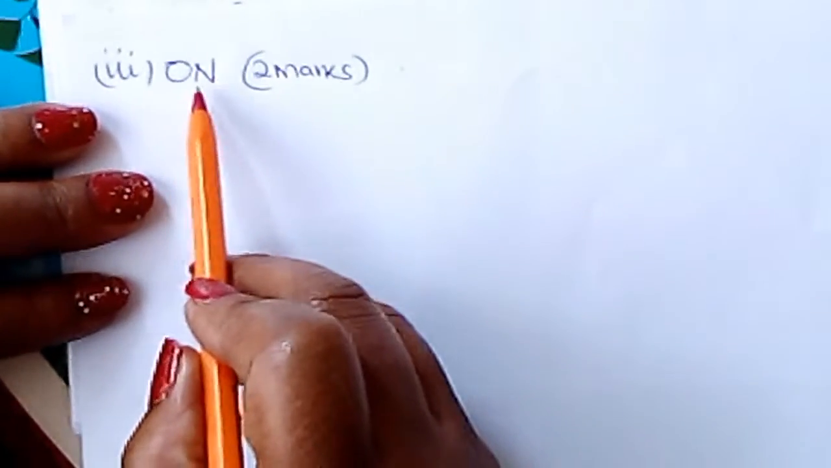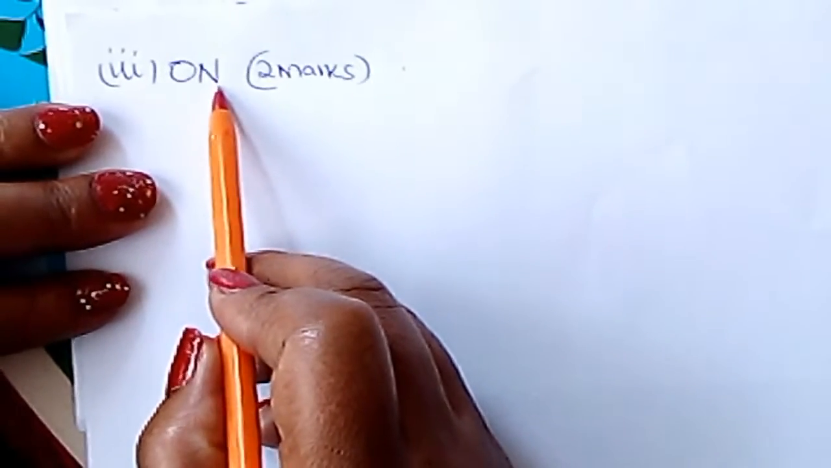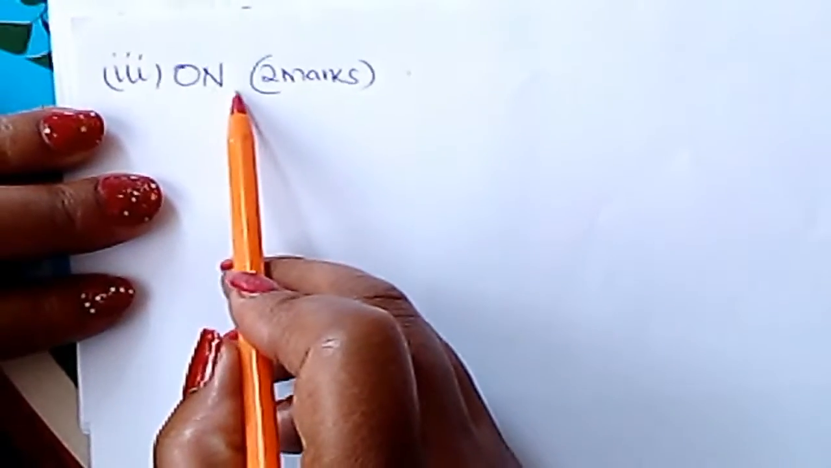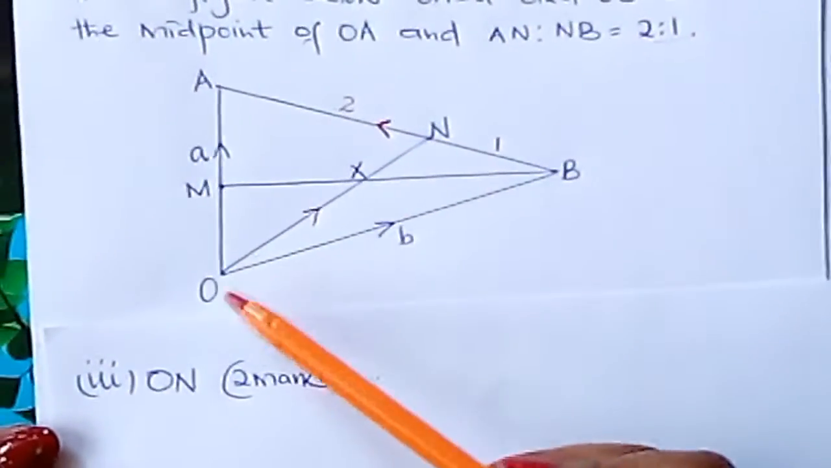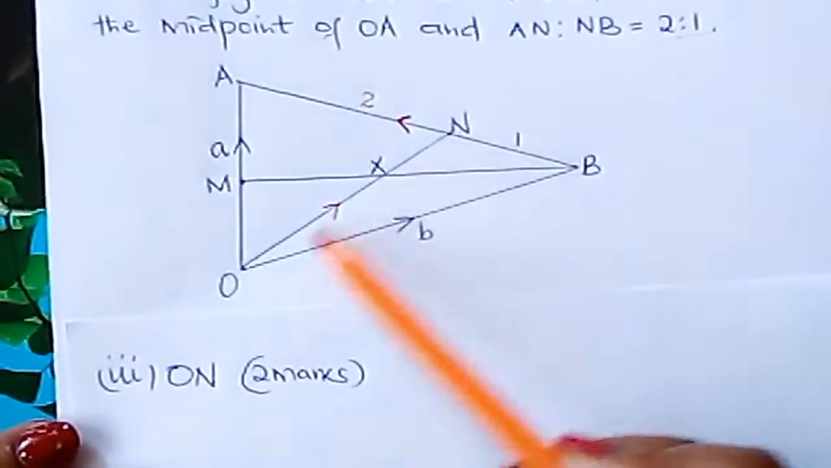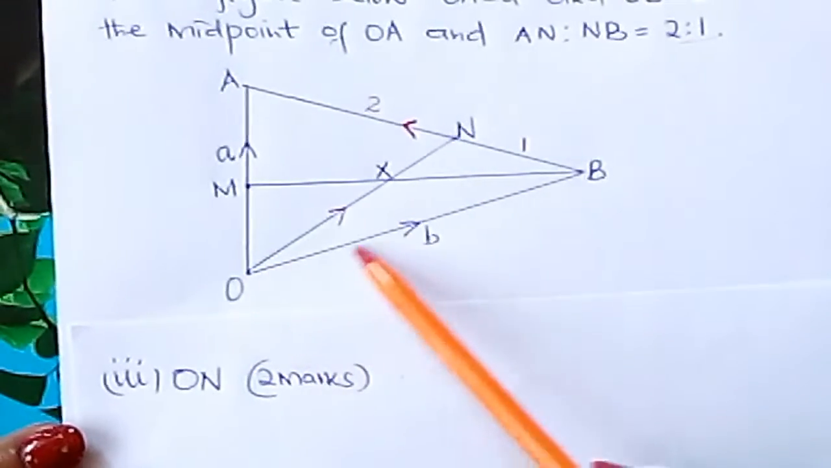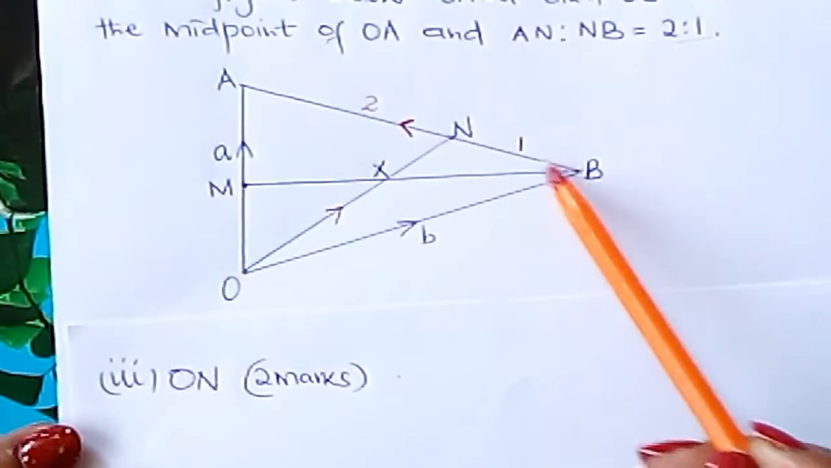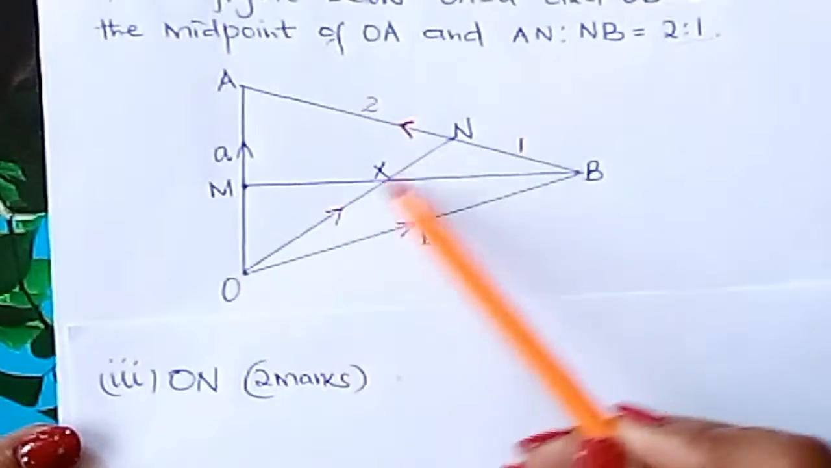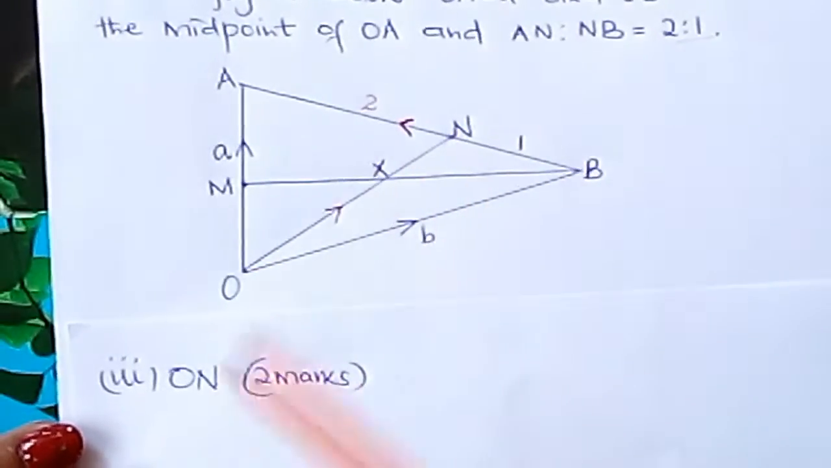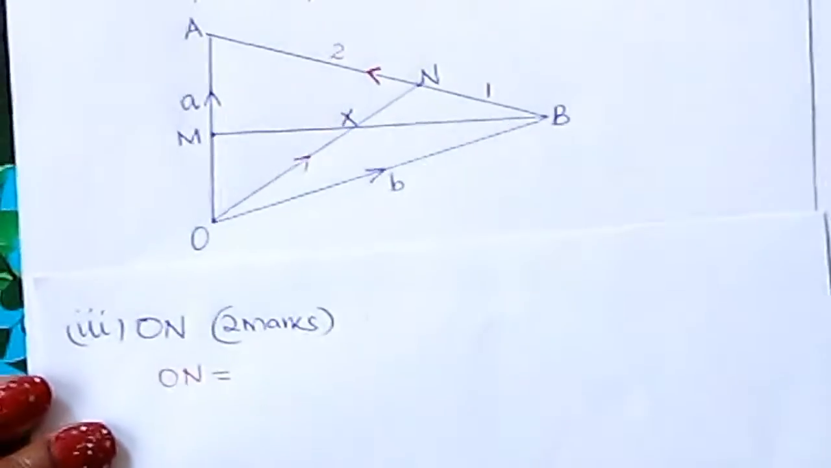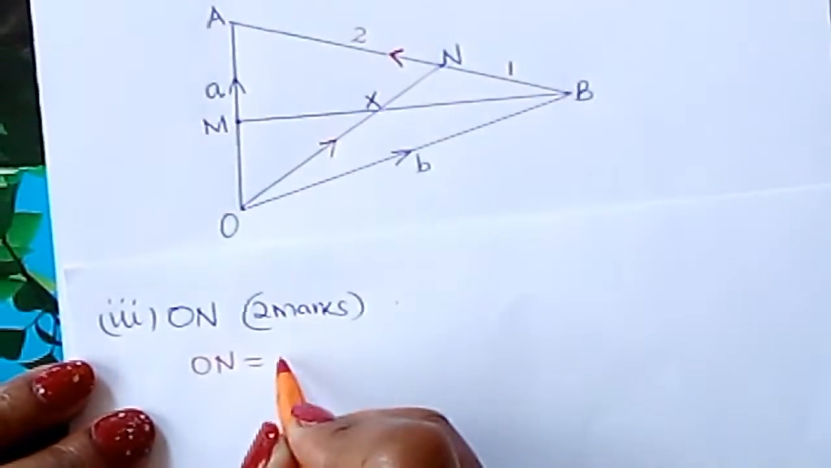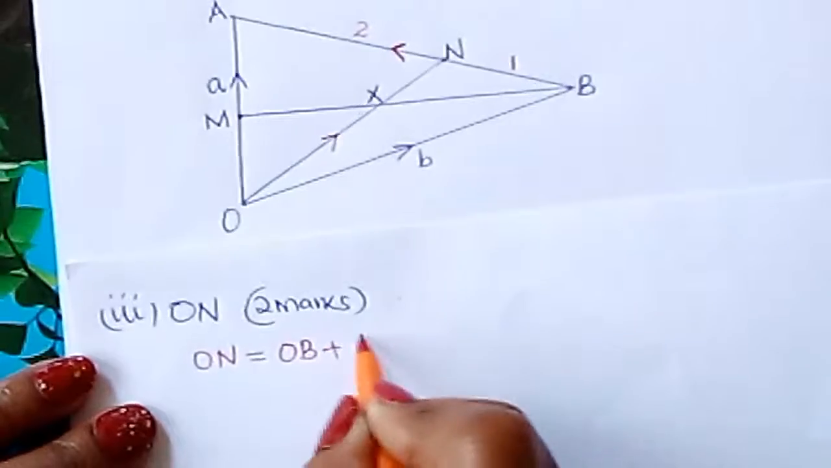What is vector ON, learner? Vector ON in terms of a and b. We go to our diagram here, learner. Look at this, our diagram. Vector ON is the same as OB plus BN. Look at that. ON is equal to OB plus BN. So you come and say ON is equal to OB plus BN.